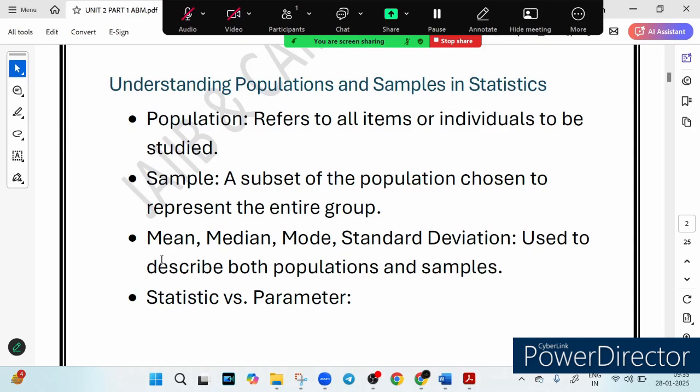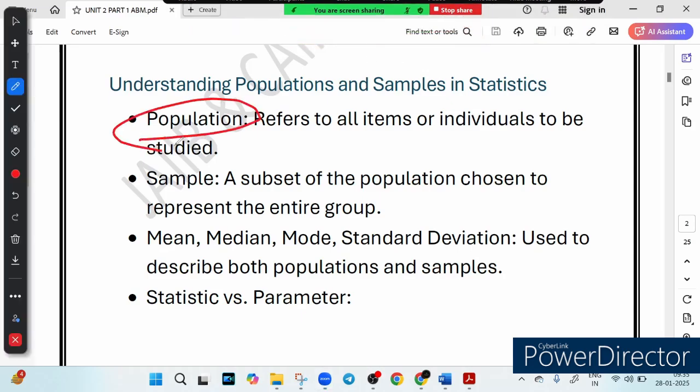So friends, today we will break down the difference between population and sample, which is an essential topic for your exam success. First of all, what exactly is population in statistics? What is this population? Do you know what this population is? So friends, it is simple.